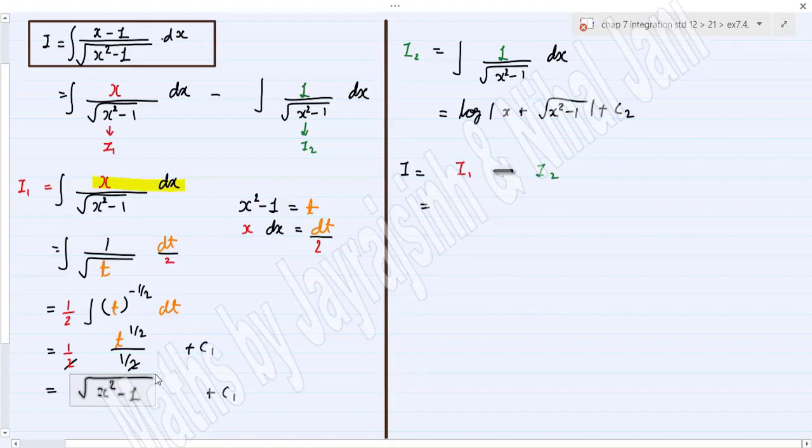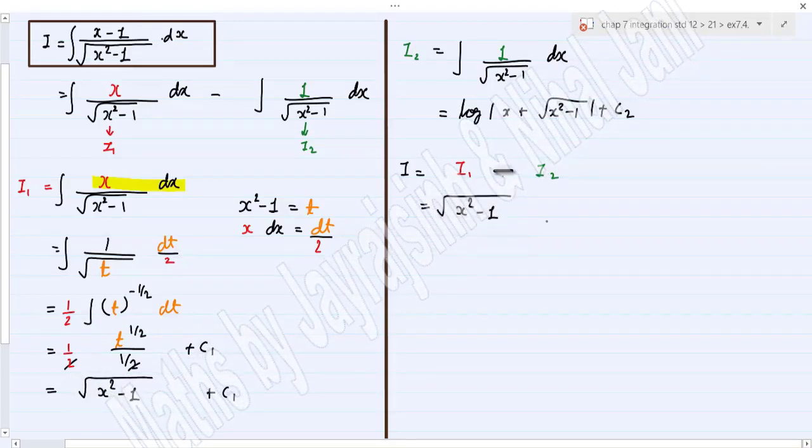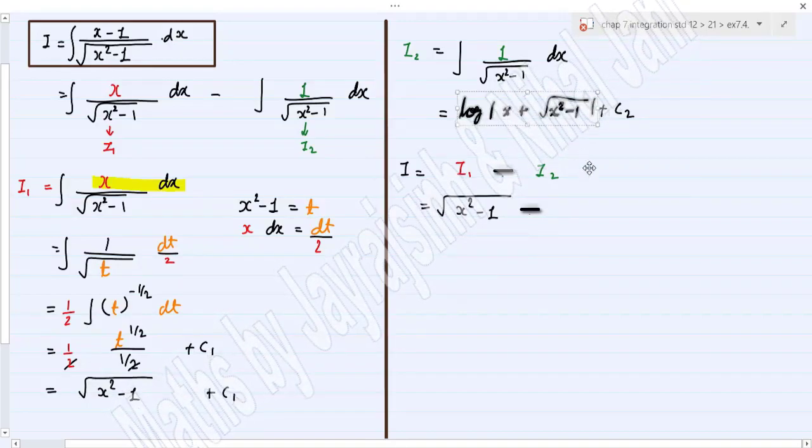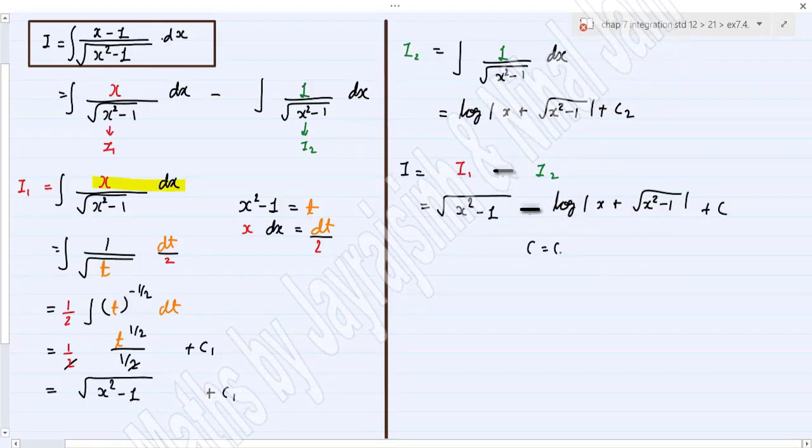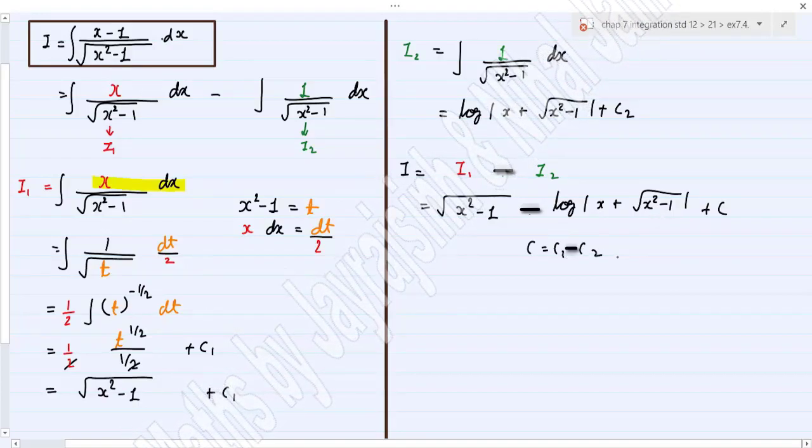So your first term is under root of x square minus 1 plus log mod x plus under root of x square minus 1 plus c, where c is c1 plus c2. So ta-da! This is your final answer.